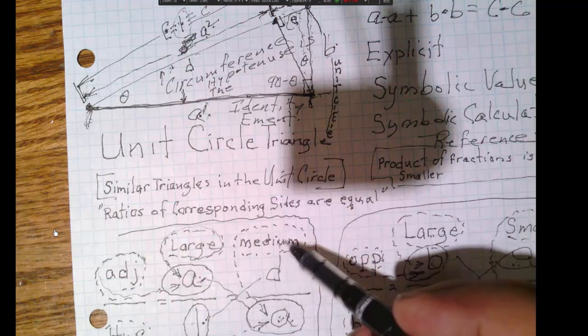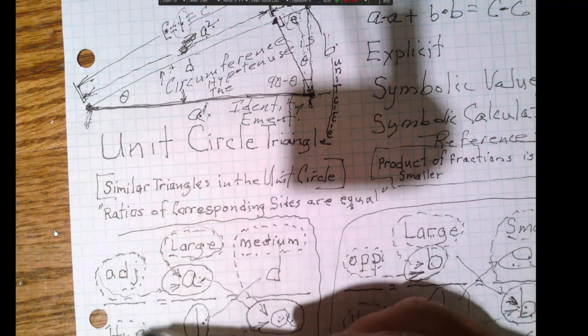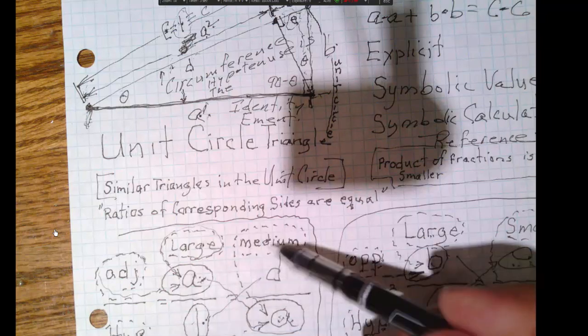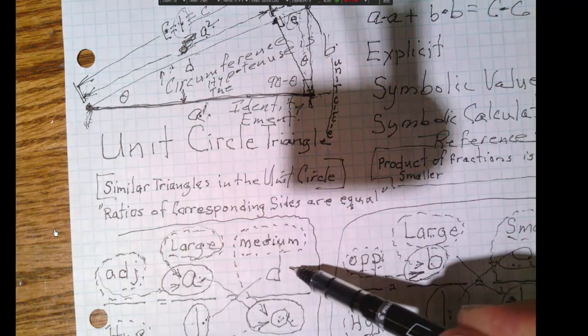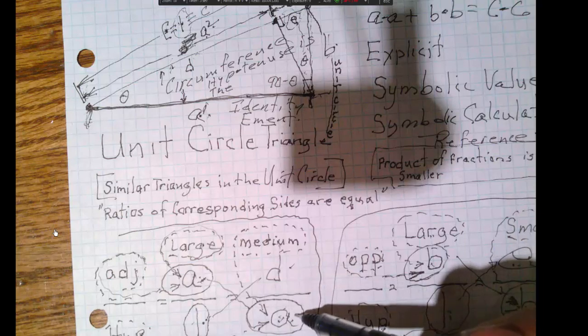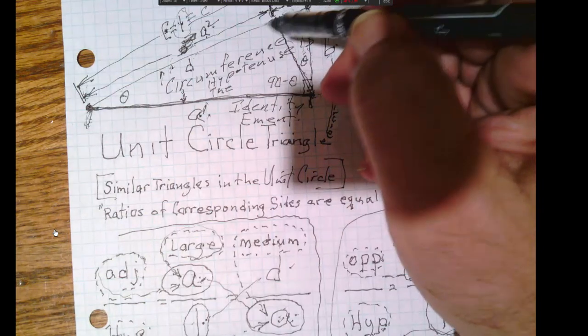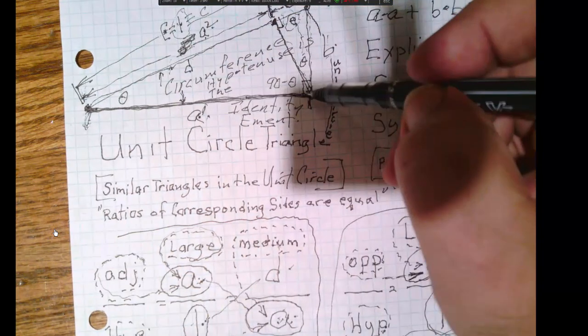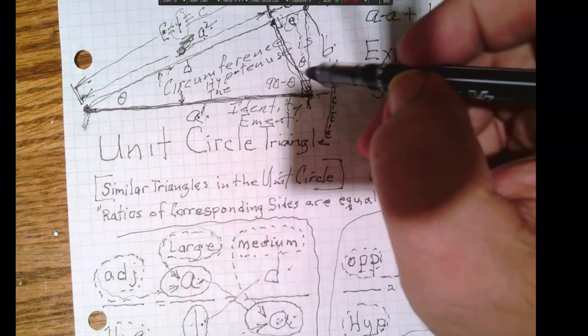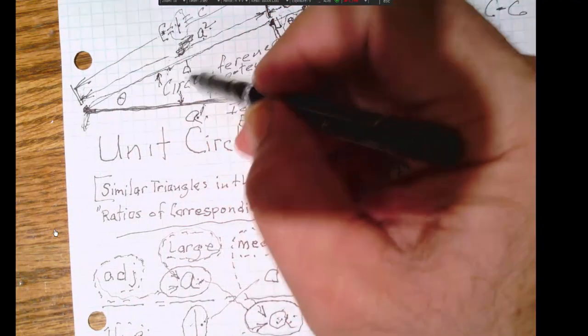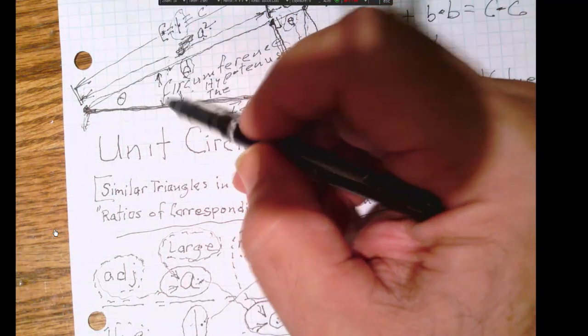Now for the medium triangle, let's see what the adjacent over the hypotenuse is for the medium triangle. That's going to be D over A. Okay, so let's look at that and see where we get that from. For the medium-sized triangle, it's right here. This is our medium-sized triangle, and the adjacent side here is D, and the hypotenuse right here is A.